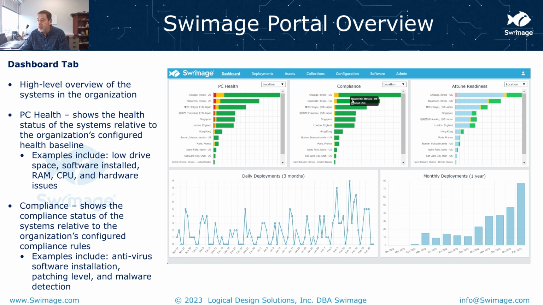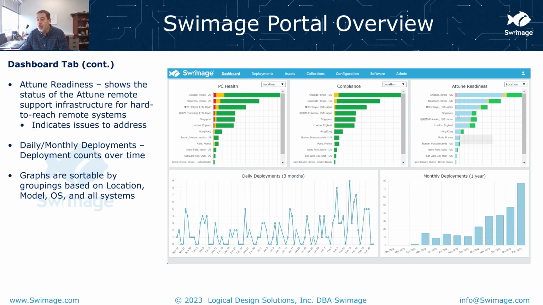Compliance status shows the systems based on the rules configured by the organization, such as antivirus software installation, patching levels, or malware detection. Attune readiness reflects the Attune remote support infrastructure that enables support for the remote, hard-to-reach systems. The Attune readiness chart lets us know if we have any issues to address with that support. And daily and monthly deployments show us deployment counts over time, daily or monthly respectively.